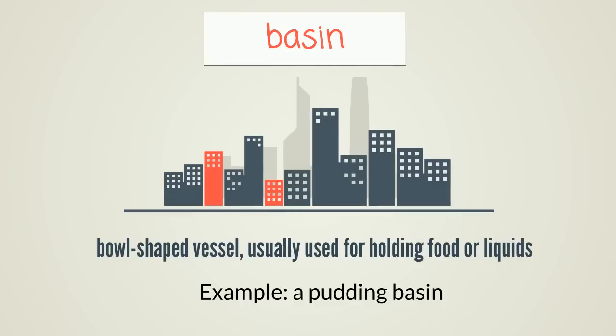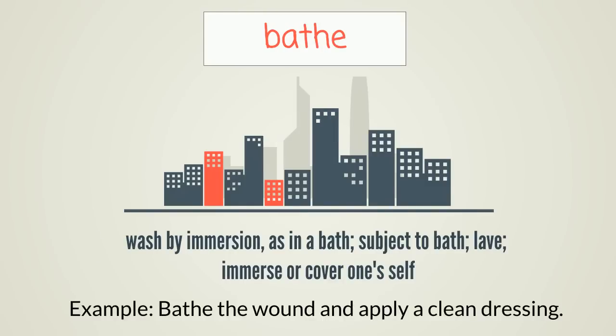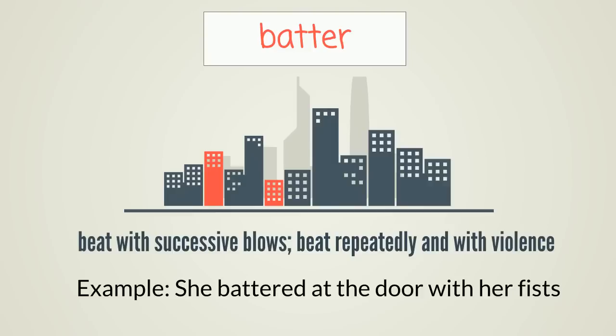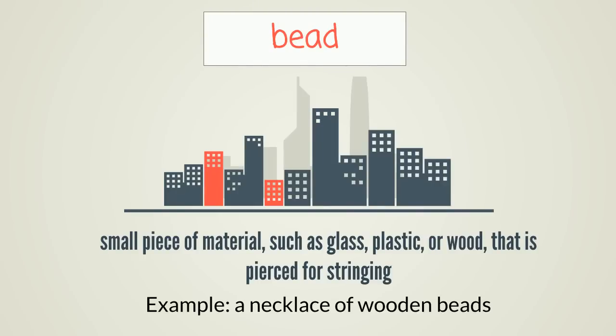Basin. Bowl-shaped vessel, usually used for holding food or liquids. Example, a pudding basin. Bathe. Wash by immersion, as in a bath, subject to bath, lave, immerse or cover oneself. Example, bathe the wound and apply a clean dressing. Batter. Beat with successive blows, beat repeatedly and with violence. Example, she battered at the door with her fists. Bead. Small piece of material, such as glass, plastic, or wood, that is pierced for stringing. Example, a necklace of wooden beads.